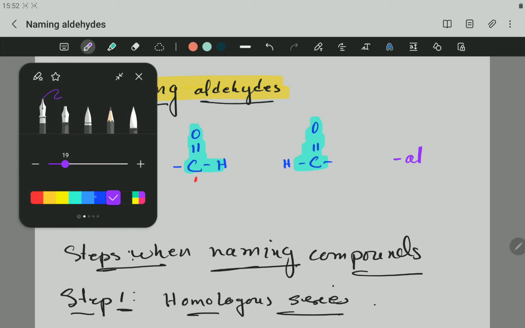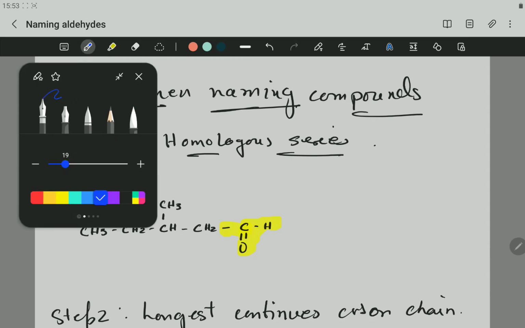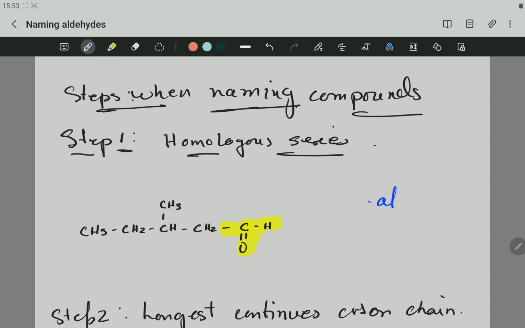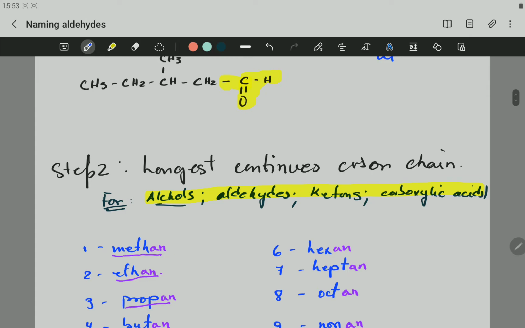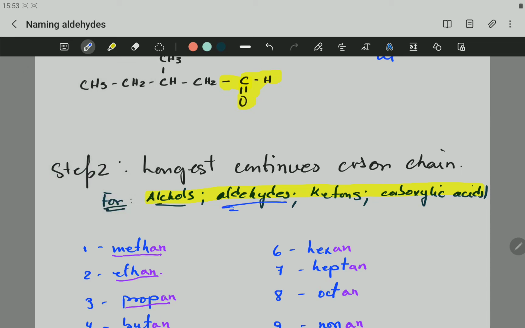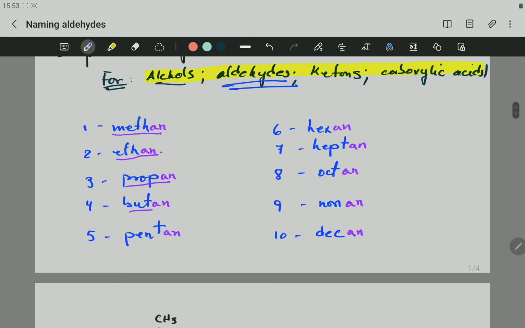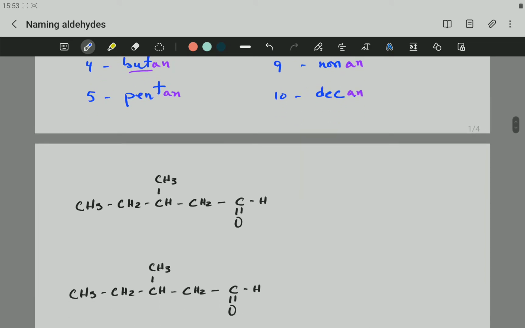So let's follow all the steps as we did before. The first one is the homologous series. You can see the homologous series at the end, and therefore it is an aldehyde and the organic compound will finish in al. Alright, that is important. Second, determine the longest continuous carbon chain. Remember, for aldehyde, as we said for alcohol, you always add the an at the end of the number of carbons, like methane, ethane, propane, butane, pentane, hexane, and so on. So in this case, we're going to find out the longest one.